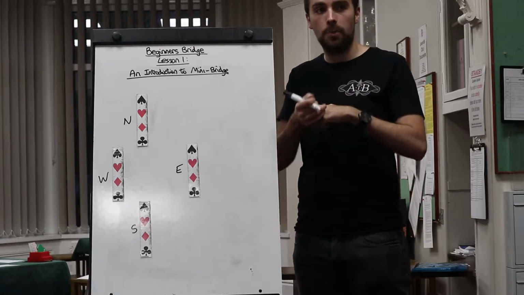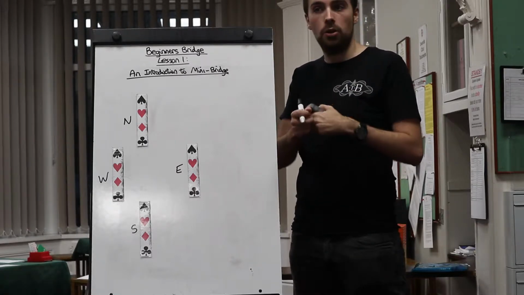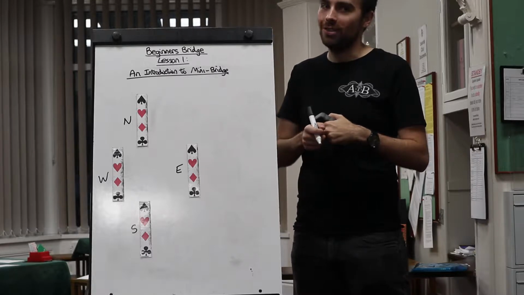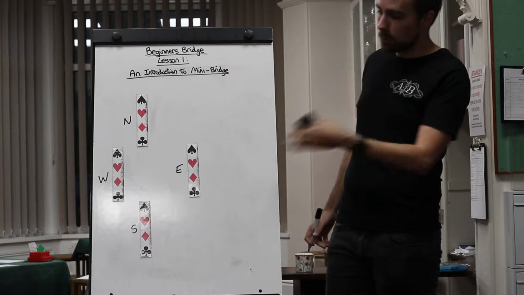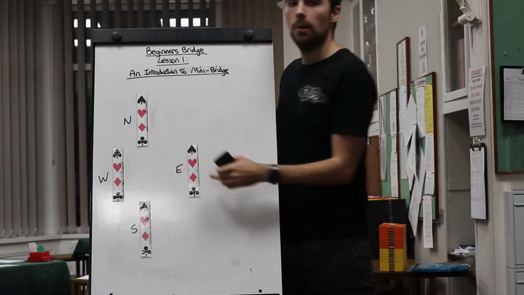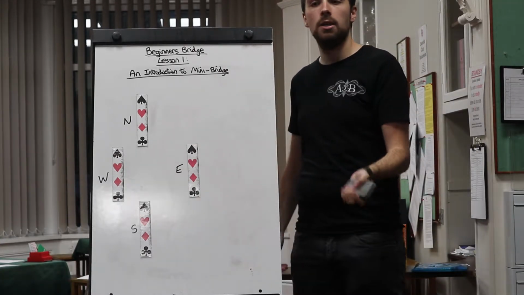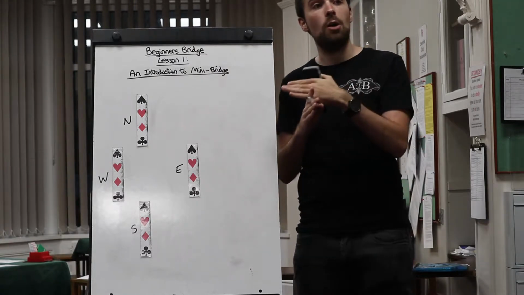Because bridge is played by 4 players, one of the most critical things about bridge is that it is a partnership game. You cannot play bridge on your own. Well, you can try, but you shouldn't. You need to be playing with the person opposite you. They are your partner. So from the compass points' perspective, East and West are partners, and North and South are partners. So on the table, it's literally the person sat opposite you.